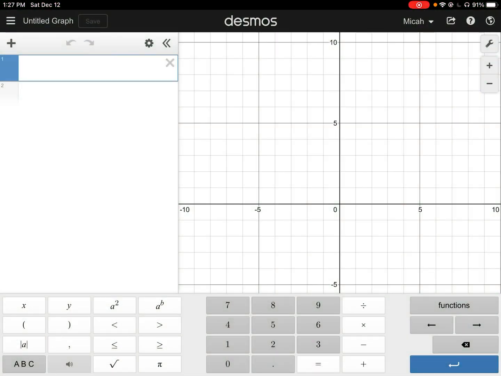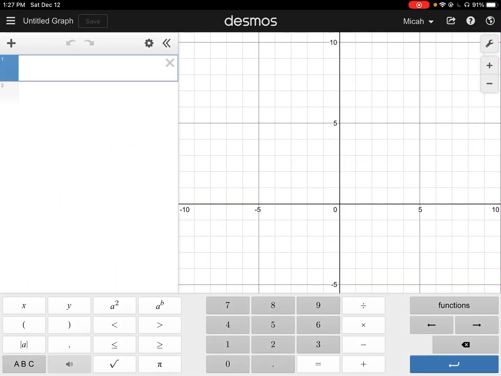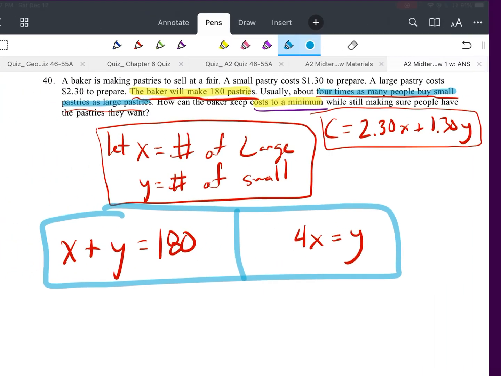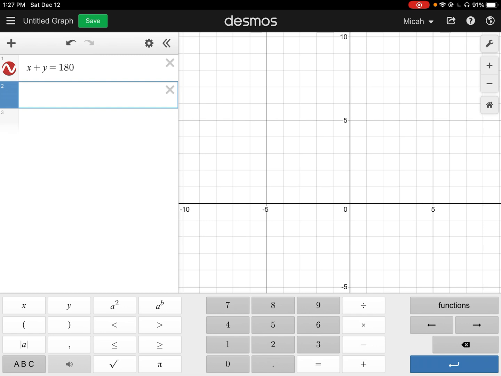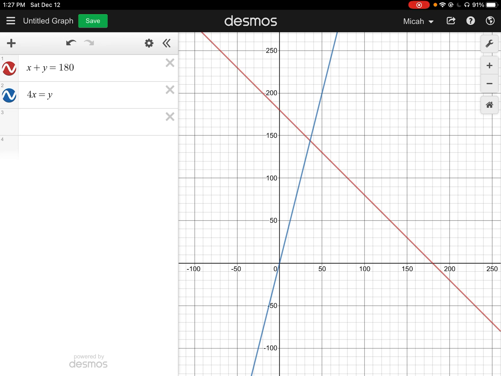All right. So we had that x, and I remember 180. So x plus y is equal to 180. And what was the other one? 4x equals y? Yeah. So 4x equals y. All right, awesome. Now let's see what kind of graph. If I zoom all the way out here, all my solutions are on both lines. Well, that means there's only one actual solution on this thing.